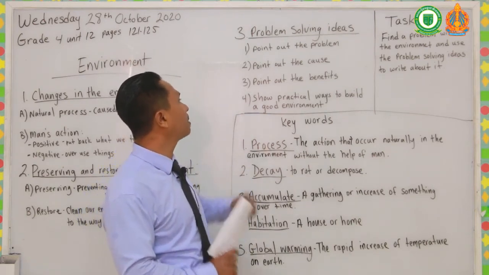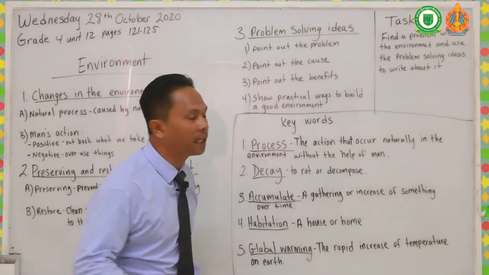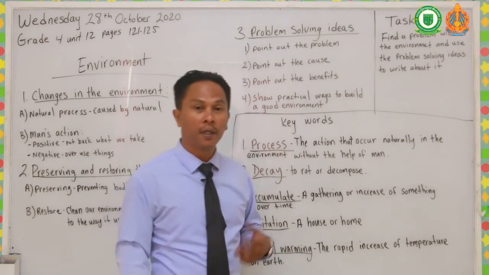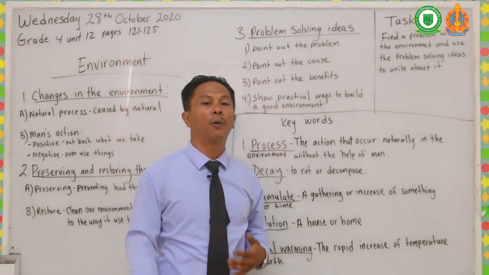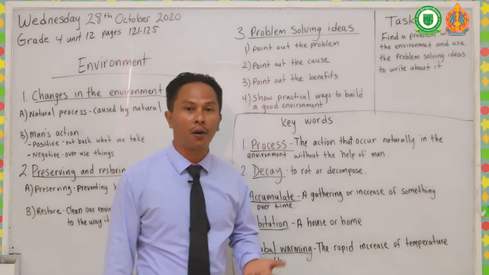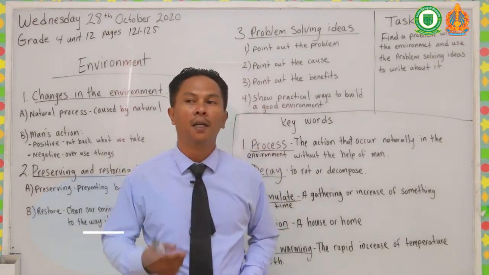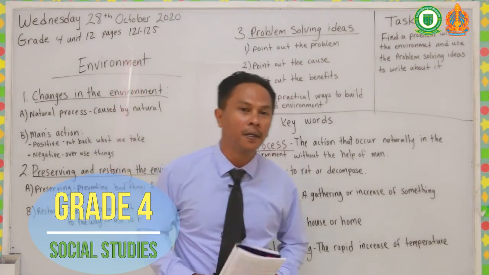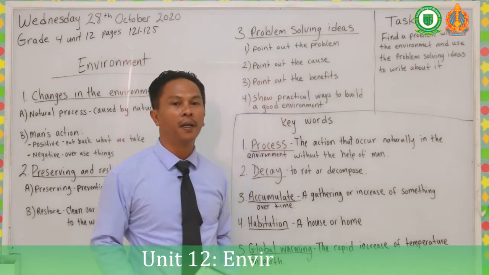So for a problem-solving idea, like number 1, you point out the problem. We could say the air. Example, the air is polluted. Okay? The air is polluted. Now we point out the cause. What's the cause? What's causing the air to be polluted? We could talk about cars. There's too many cars in the world now with the smog emission. The smog is polluting the air. It's destroying the ozone layer. So that would be the cause, and then now we got to point out the benefit.